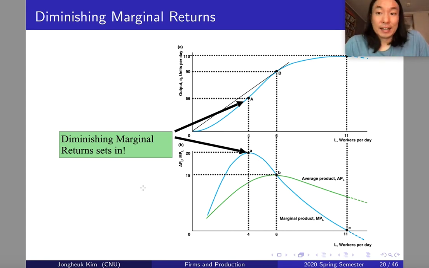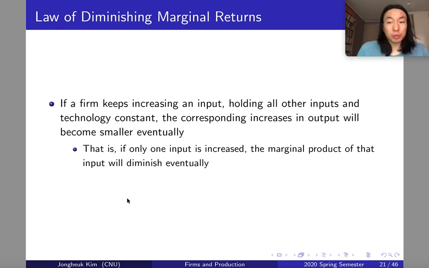A little bit complicated, but it is an interesting finding because it is universal, which means that it is not specific to this example. You can find these universal rules over all the examples with the short-run production process. So this is the reason why it is called a law, the law of diminishing marginal returns.